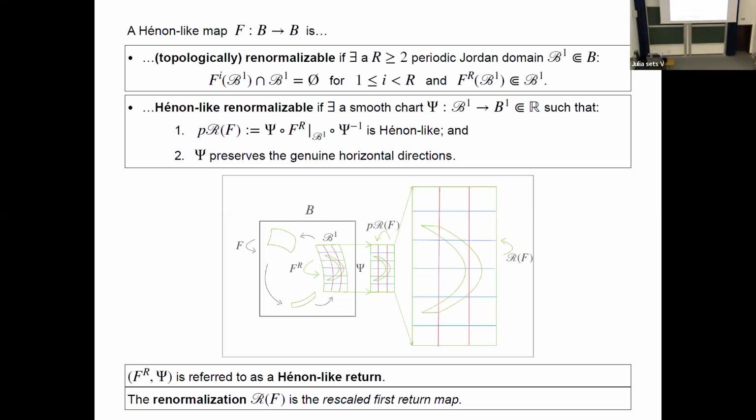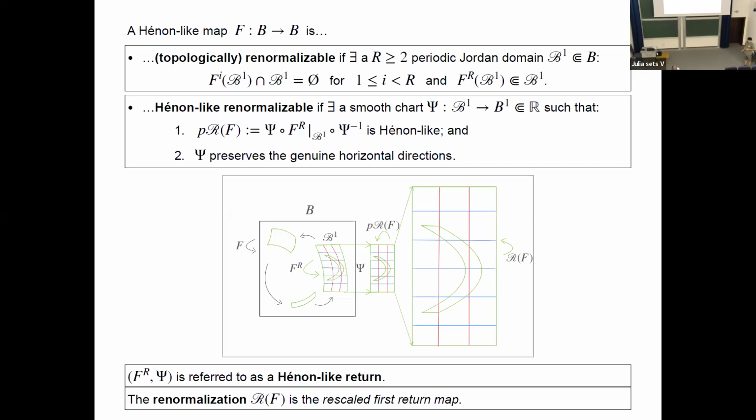And then we can define renormalization, this action of zooming in, in the following way. You take the return map, you put it in the right coordinates so that it's Hénon-like, and then you rescale so that the width becomes standard size. Right? So this way you zoom in and you see what's happening at the smaller scale. Okay, so this is Hénon-like renormalization.